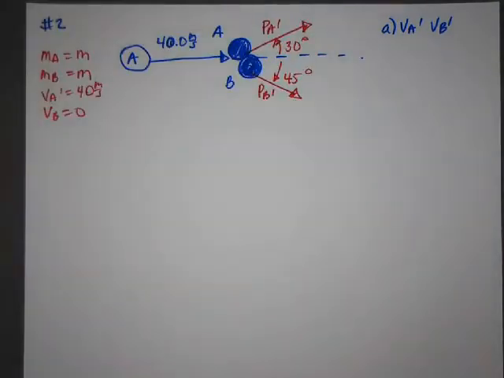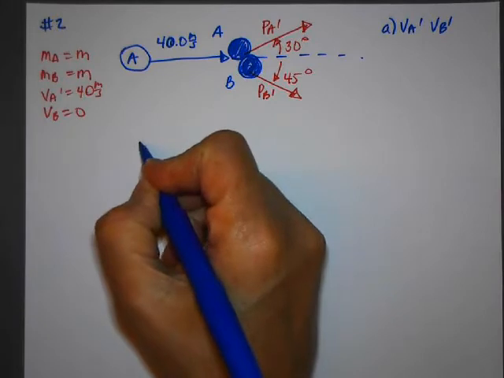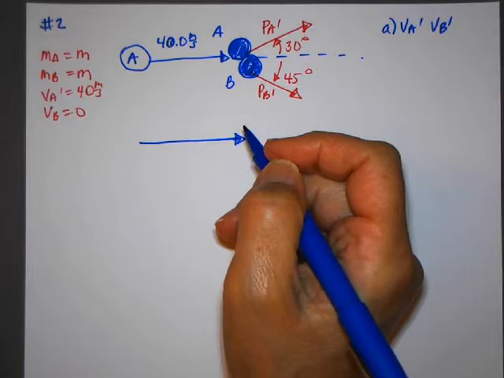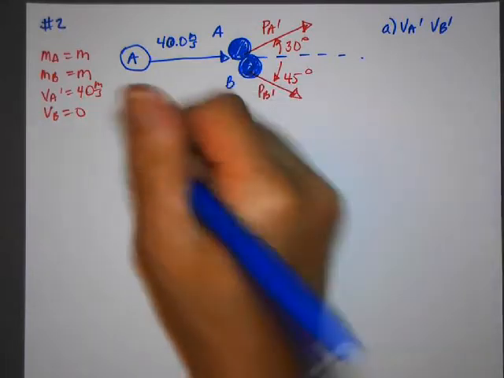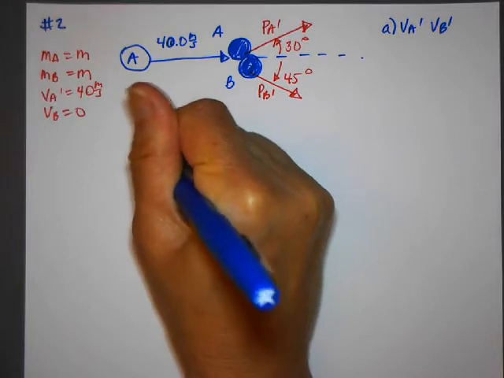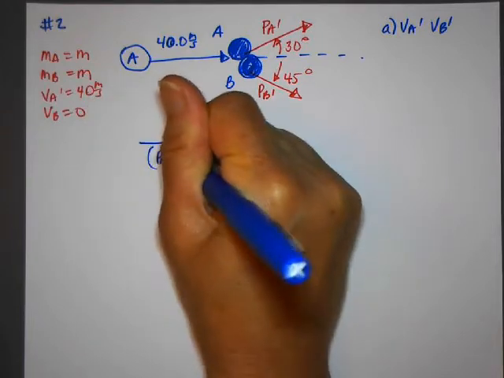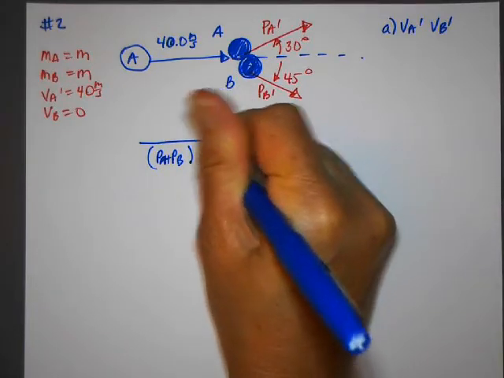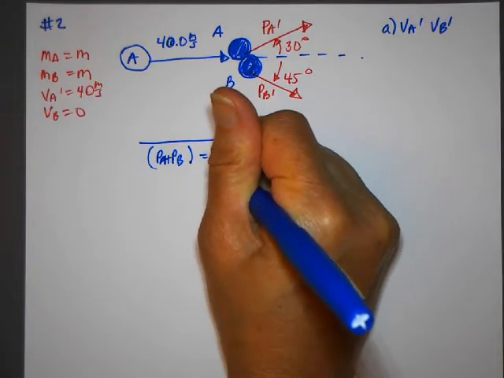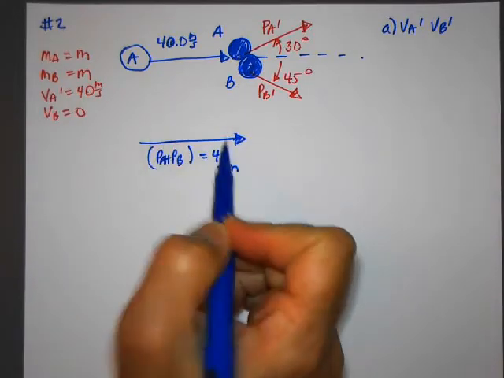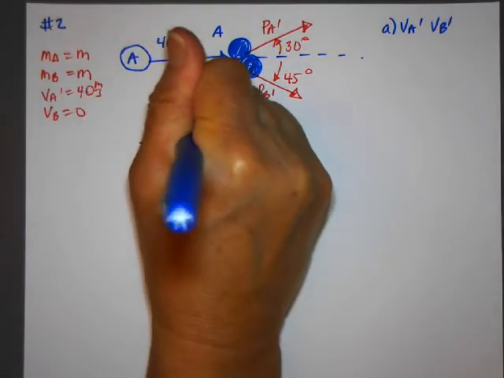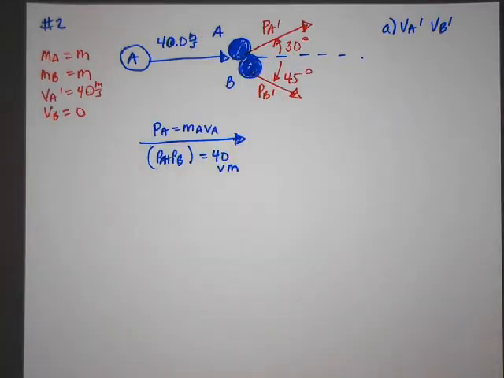So I'm going to redraw that right here. The total momentum before is the momentum of A plus B, PA plus PB, and that's going to be 40, the velocity, times the mass M. So this is 40 meters per second times the mass, because PA is equal to MAVA. The total before is just the momentum of A before collision.